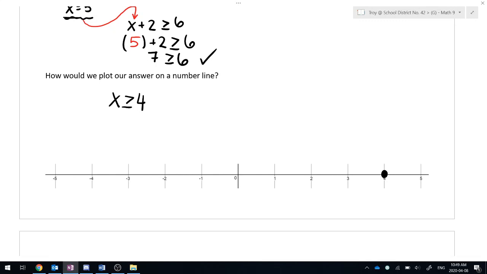So if it's greater than, we need to go to the bigger numbers. So are the bigger numbers to the right of 4 or are they to the left of 4? Well, the bigger numbers are to the right. So we will indicate our answer like so. So as we're graphing here, we can see that any number that's 4 or bigger as we move to the right will satisfy our original equation, just like our answer told us. Okay?